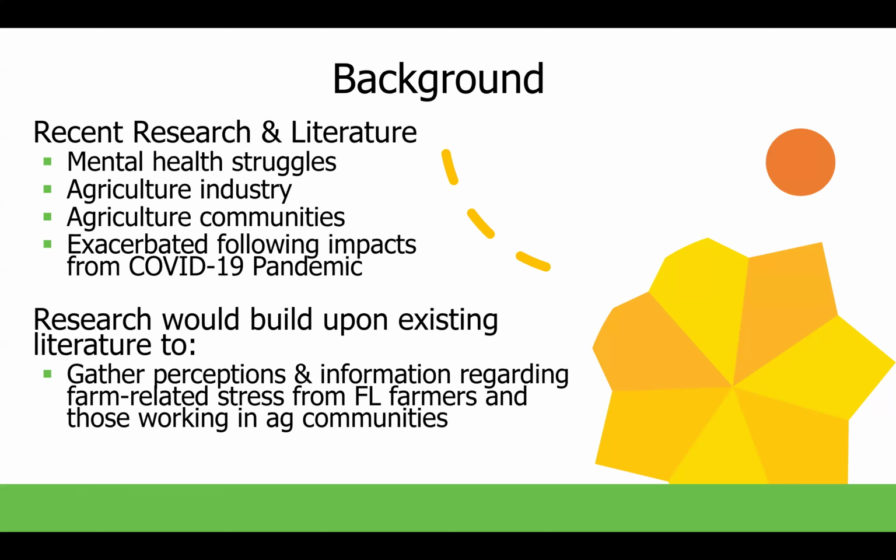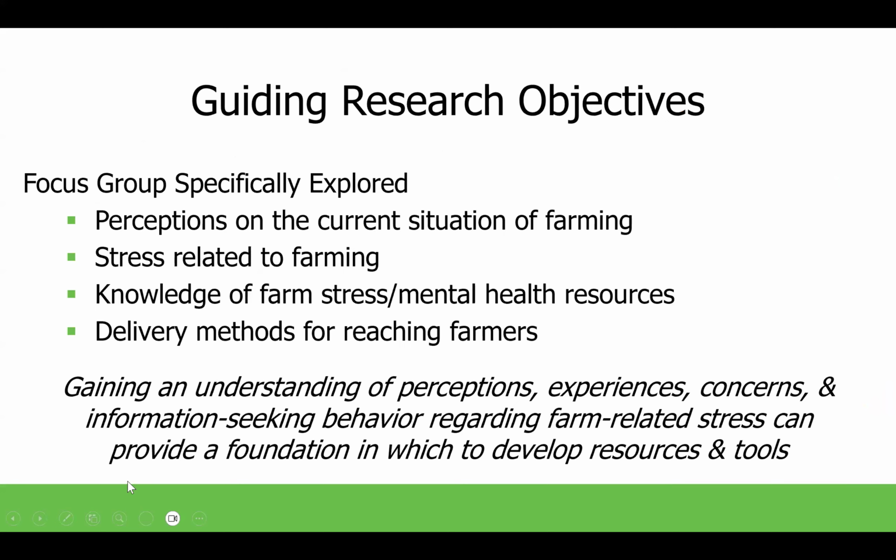Next slide. Thank you. So guiding research objectives, again, we were looking for those perceptions, but the focus groups specifically explored those perceptions on the current situation of farming, the stress related to farming, again, wanting to really identify what those stressors were, the knowledge of the farm stress and mental health resources. What were some of the places that they were turning to? If they were turning to places, where could they identify what some of those resources that were out there were? And then delivery methods for reaching farmers.